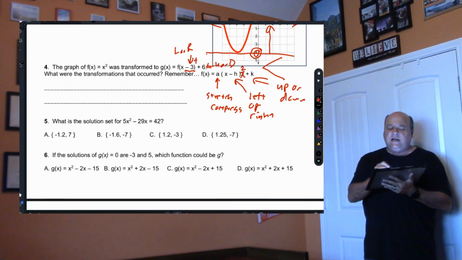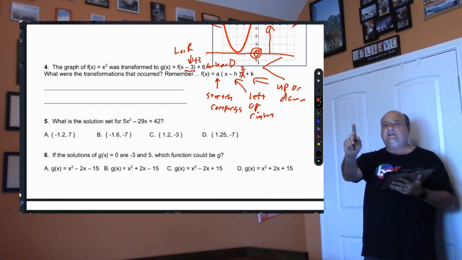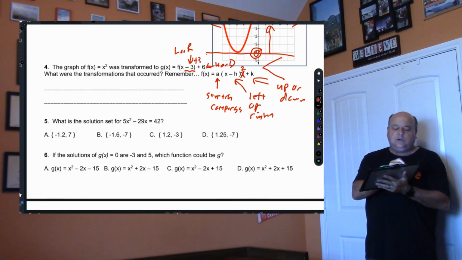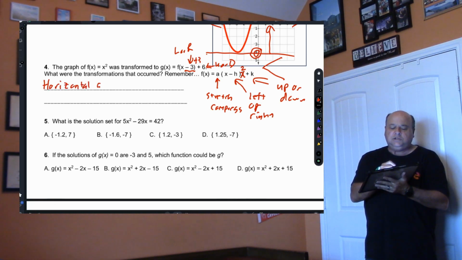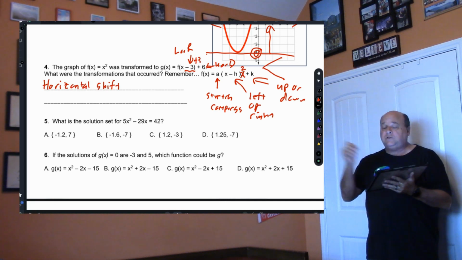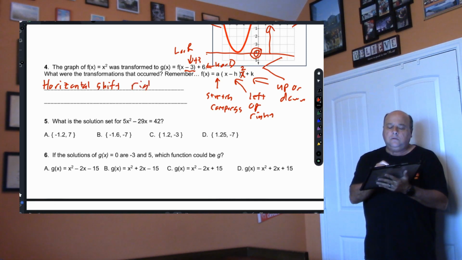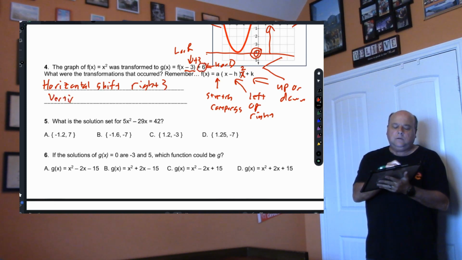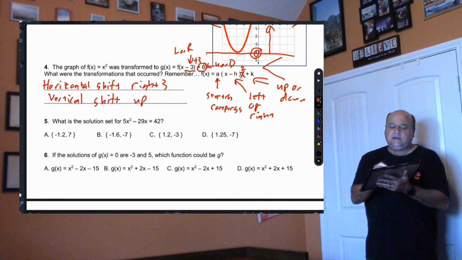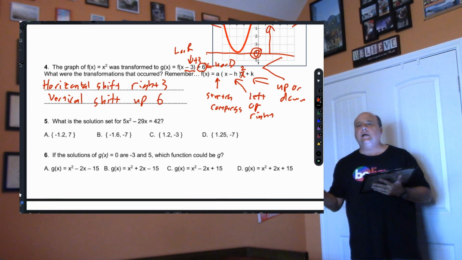You've got to memorize this, okay? The opposite of a negative 3 is plus 3, so that's a horizontal shift. And the opposite of minus 3 is plus 3. Plus 3 is right 3. And then right here, our K is 6. That's going to be a vertical shift. Up 6. That's all you got to do, okay?